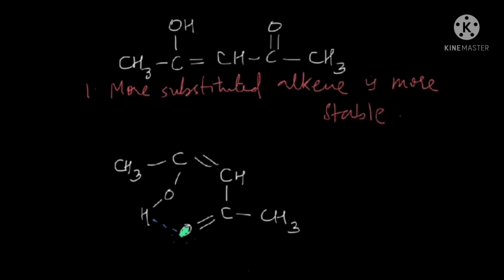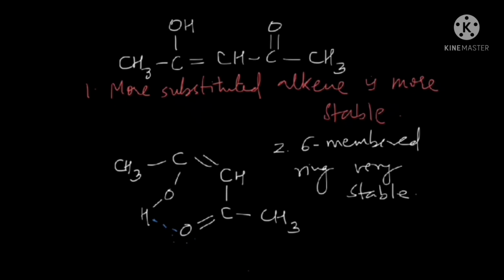And this is the second point. 6-membered rings are very stable. Finally, because of the presence of this hydrogen bond, the stability of this enol form also increases. So because of these 3 factors, we can say that option B is the most stable enol.